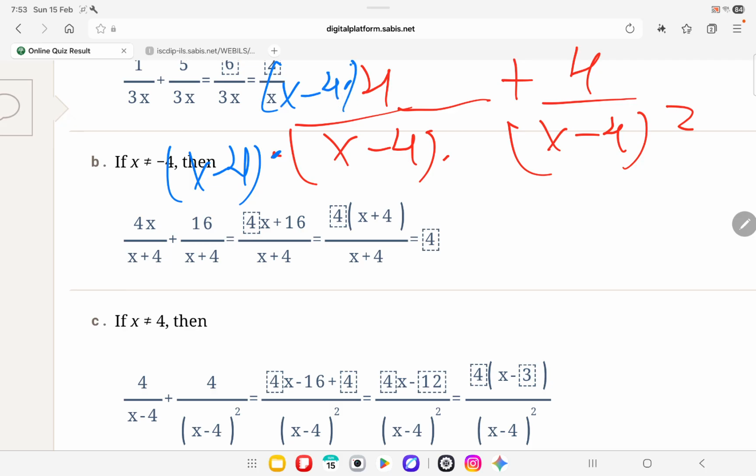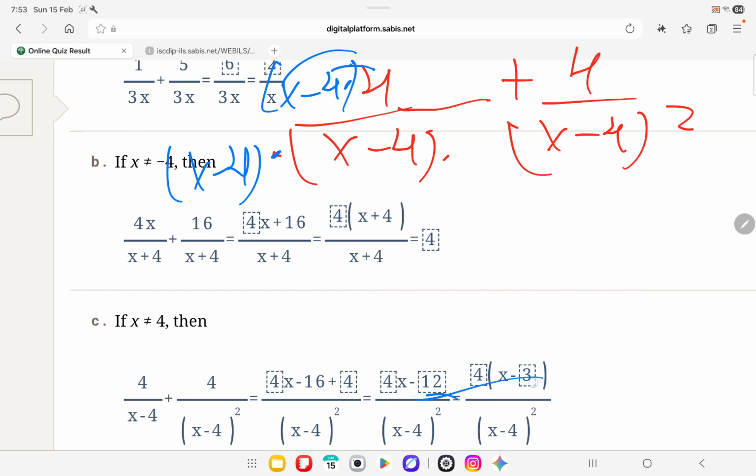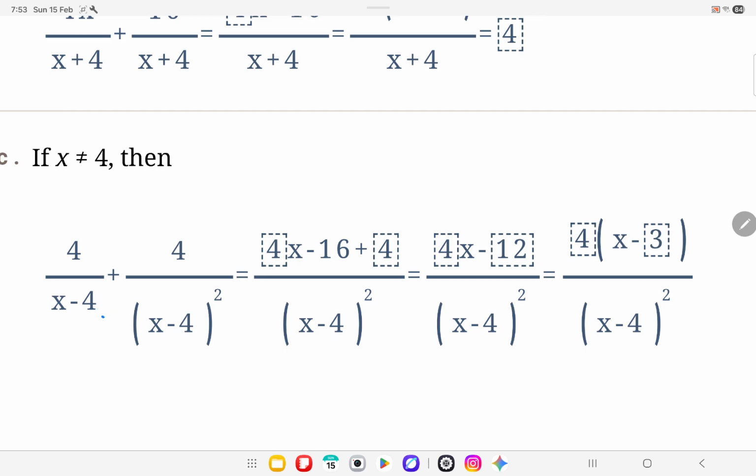Okay, let's distribute. 4 times x is 4x, minus 4 times 4 is 16, plus 4 all over x minus 4 squared. So that's what we got. All we did is we made the denominators the same. Here, I showed you how to make the denominators the same, and we got this answer, right?